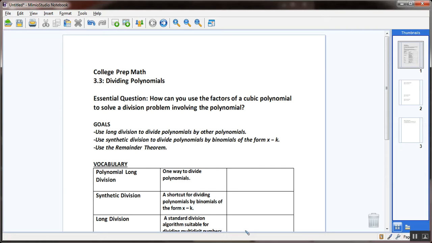So get adding out of your head. Well, don't kick it completely out of your head, but at least for this section. Adding, subtracting, and multiplying, get that out of your head, all right? So 3.3, titled Dividing Polynomials.